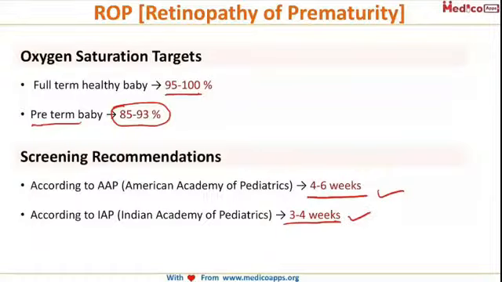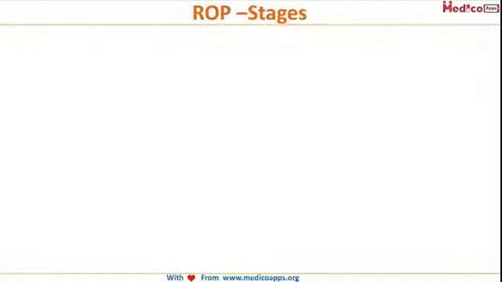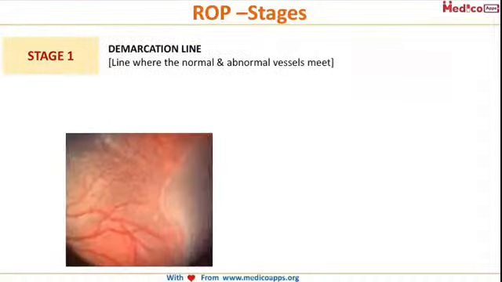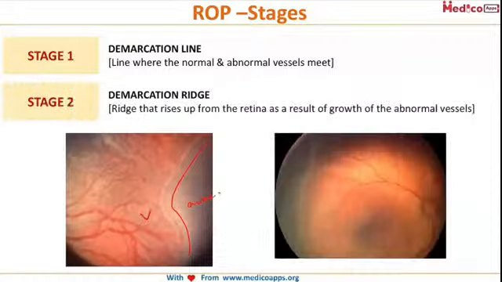Now, ROP is put into certain stages. It is classified into stages depending on the level of the disease. So, stage 1 is a demarcation line that you're seeing here. Can you see? This is the demarcation line which differentiates the vascular retina from the avascular retina. This is a two-dimensional stage and the line is also a two-dimensional structure. When this line grows further and becomes a ridge due to growth of abnormal vessels, we are going to call it stage 2. This one that you're seeing here is the demarcation ridge. It's nothing but the line lifts up because of new vessels and forms a ridge.